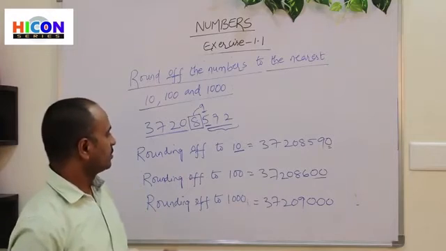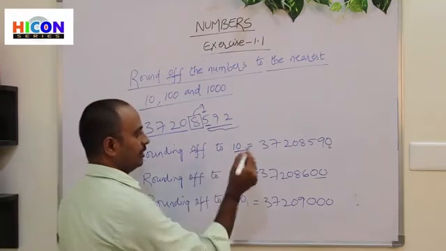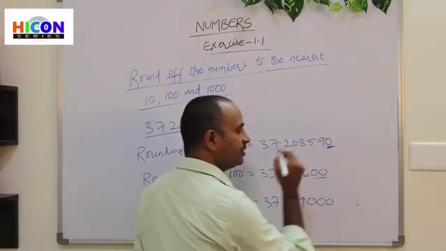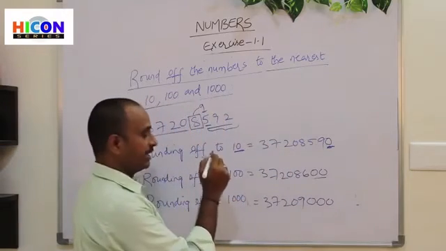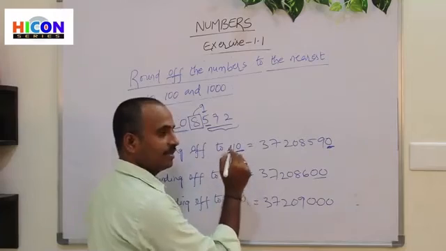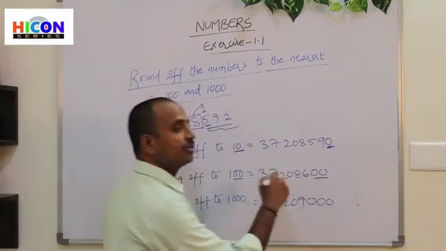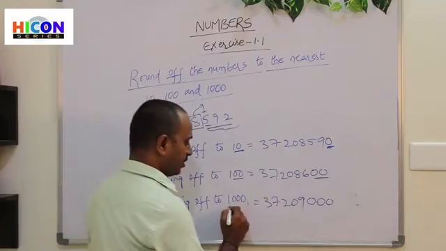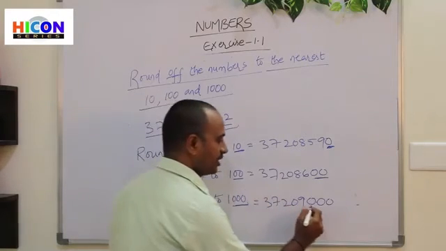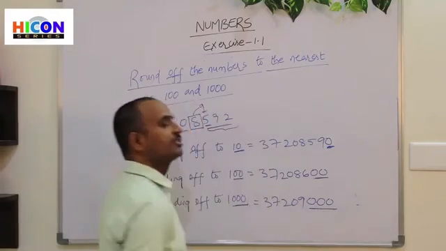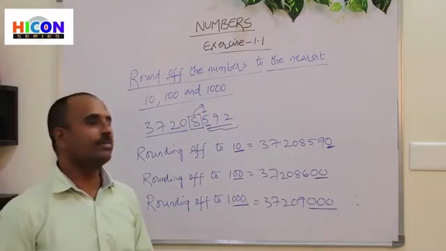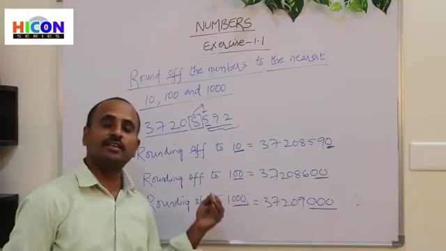So children, observe carefully. If you round off the given number to tens, the answer shall contain 1 zero. If you round off the given number to hundreds, the answer shall contain 2 zeros at the last. If the given number is rounded off to 1000, the answer shall contain 3 zeros at its last. In this way, we can round off any number to tens, hundreds and thousands.